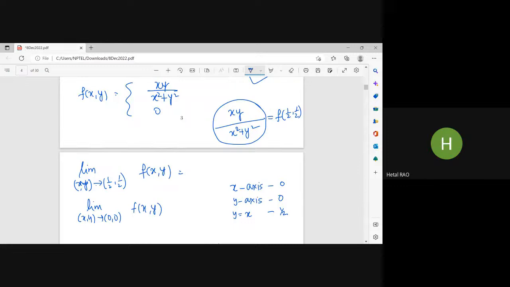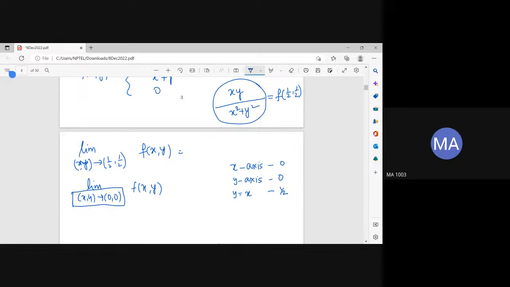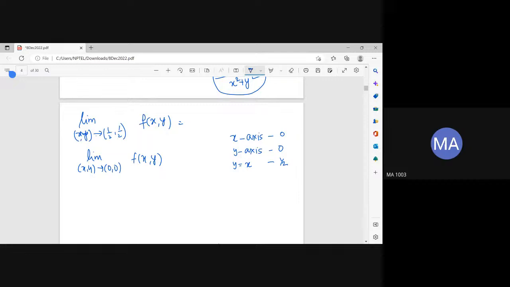So along whatever path I approach (0, 0), I should get the same value. Only then does this limit exist. Just like in one-variable calculus, we calculate the left-hand limit and right-hand limit, and only if those two are equal, the limit exists. Like that, in multivariable calculus, I have a point, and around that point, all the values should be closer and closer to the value of the function.